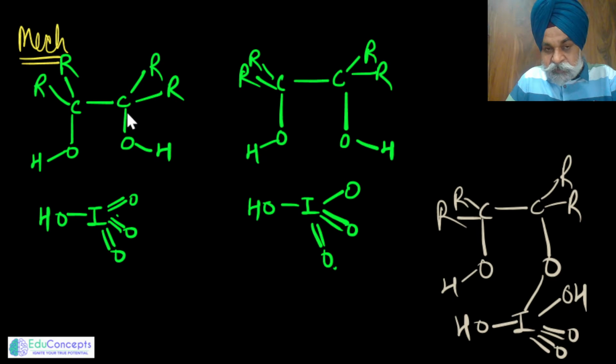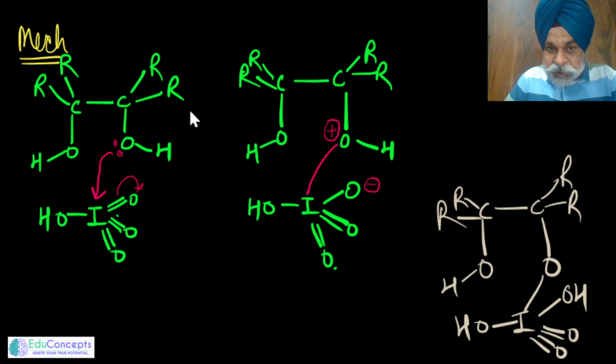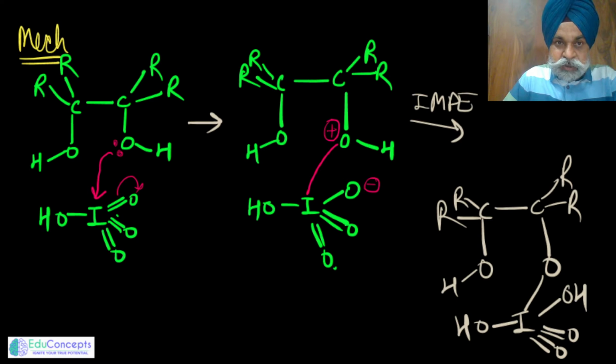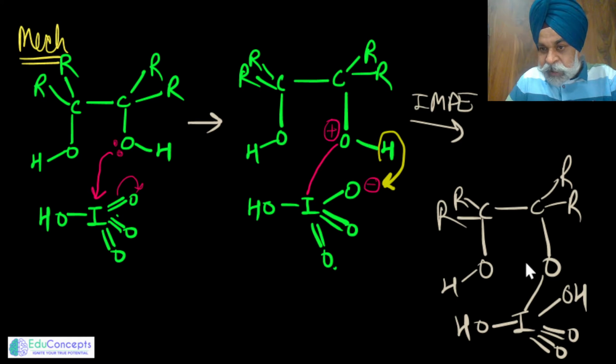So from the mechanistic viewpoint, if you have a glycol, meaning adjacent carbons containing two OH groups, what would happen is this lone pair first attacks this iodine and this bond moves like this. As a consequence, this would get a negative charge and this bond gets formed, and here you would receive the positive center. Again, intramolecular proton exchange would happen, and what it does is this H goes to this negative. And now the positive charge on oxygen gets relieved, and the negative charge on oxygen also gets relieved.